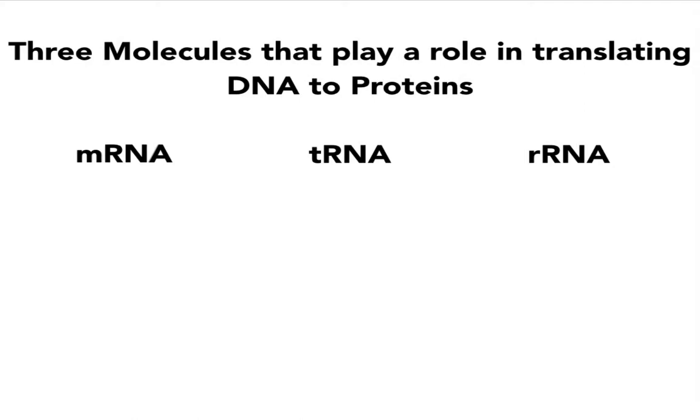As we look at the process of protein synthesis, we are going to be looking at the three main players, the main role players in this process. You have mRNA, messenger RNA, tRNA, transfer RNA, and rRNA, ribosomal RNA. These are all RNA molecules, okay? They're just different forms of them. They have different shapes, different jobs to do.